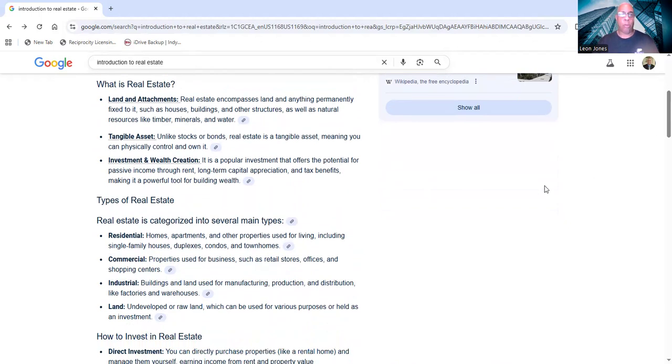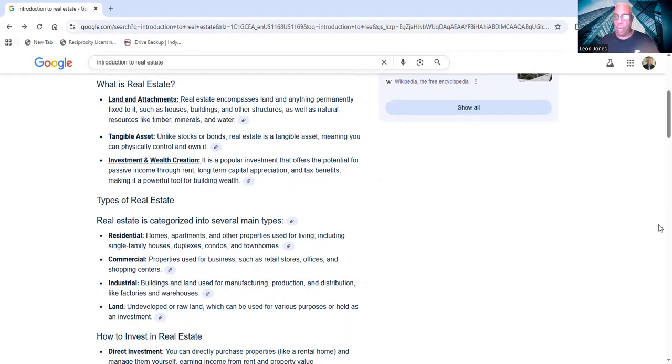Then we have wealth and investment. So under wealth and investment, or let's call it investment in wealth creation, real estate is a popular investment that offers the potential for passive income through rent, long-term appreciation, and tax benefits, making it a powerful tool for building wealth.